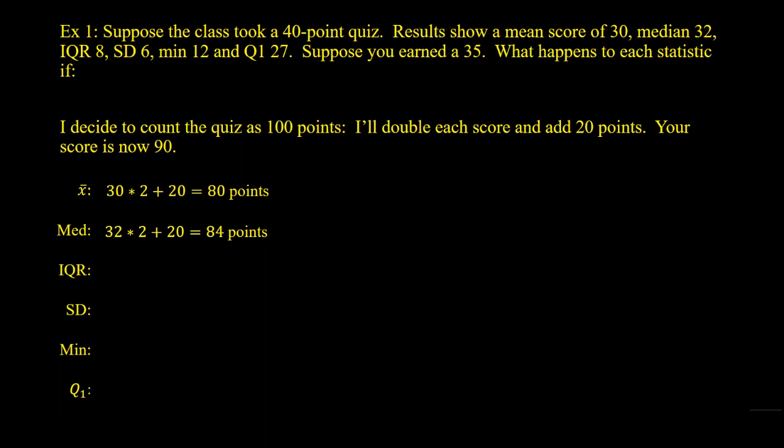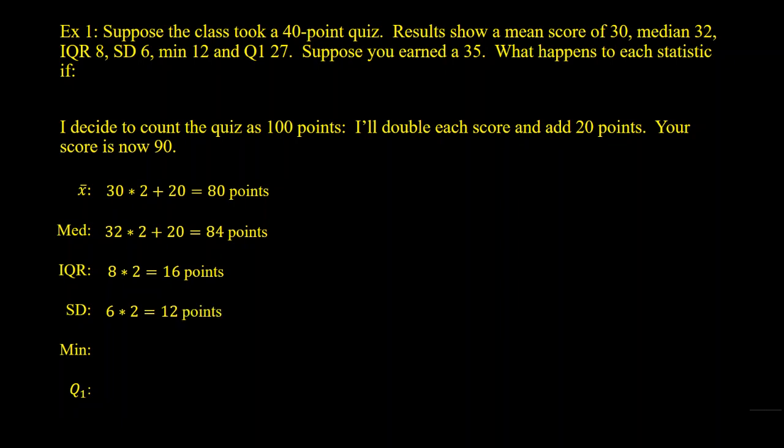For the IQR, we'll do 8 times 2, which is 16. Again, that was a measure of spread, so I'm not adding. Standard deviation, another measure of spread, I will not add the 20 points, I'm only going to multiply. Standard deviation is 6 times 2, which is 12 points.